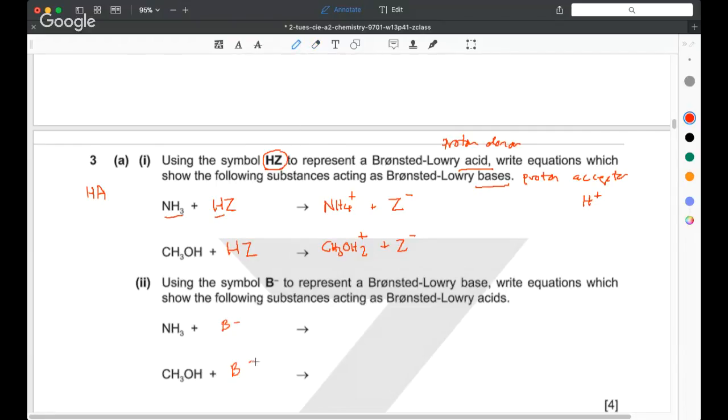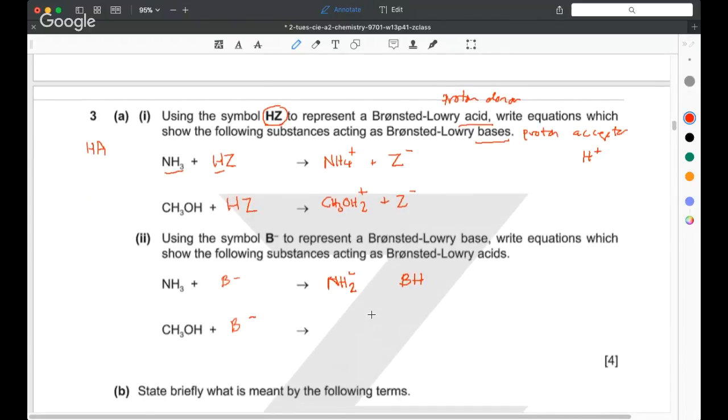So in the first one here, well, this Bronsted and Lowry base is going to accept a proton. So B- with the H+ gives you that. Where did the proton come from? It came from the ammonia molecule. And because the ammonia molecule has lost a hydrogen ion, we're going to have 2 there, aren't we? And it's going to have a negative charge.